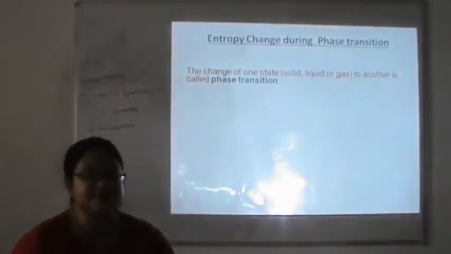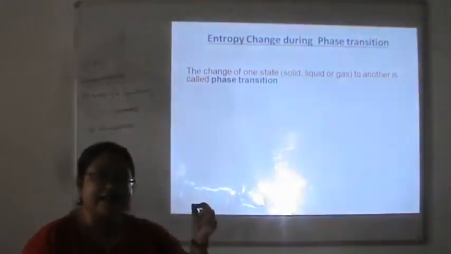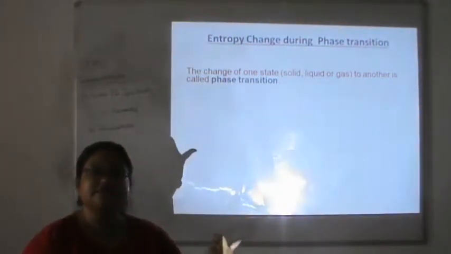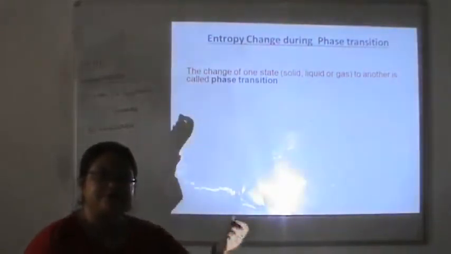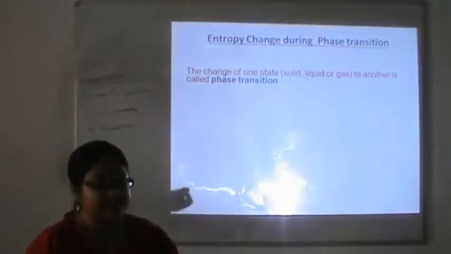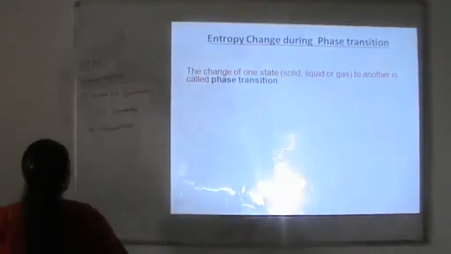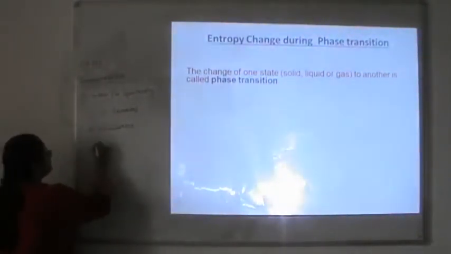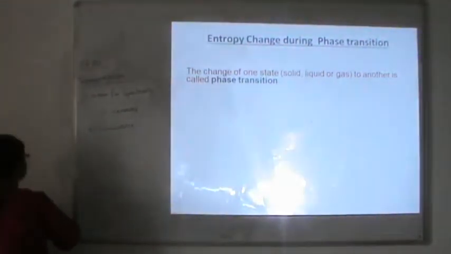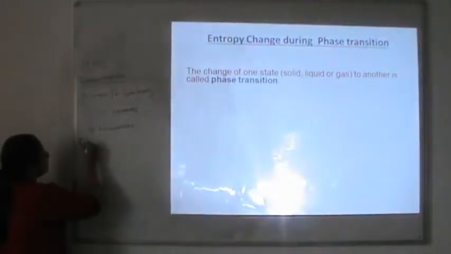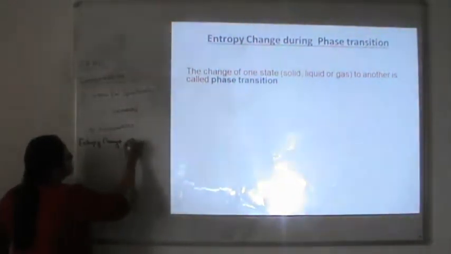So the change of one state, solid, liquid or gas, to another is called phase transition. And latent heat is required during this phase transition. What is latent heat? Some amount of heat is given or some amount of heat is absorbed. Entropy change during phase transition.